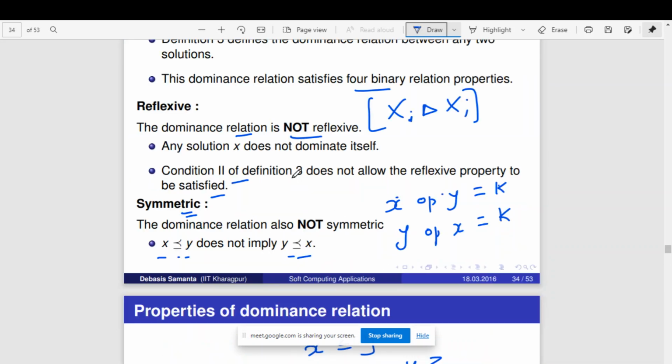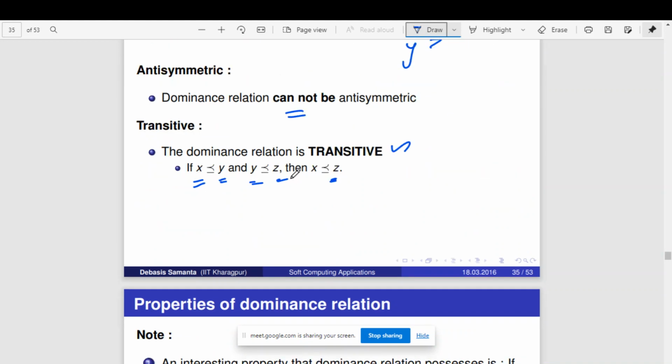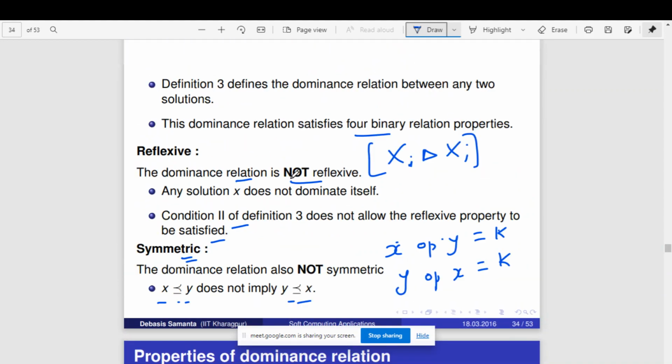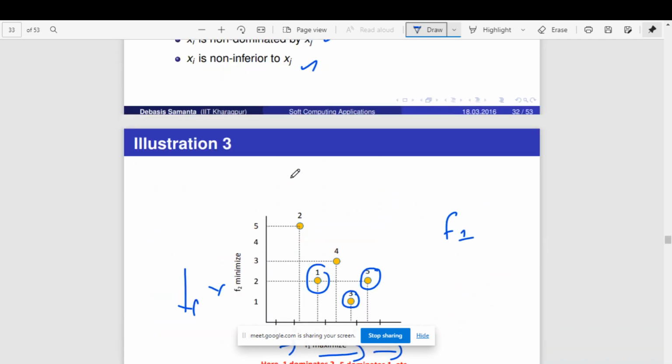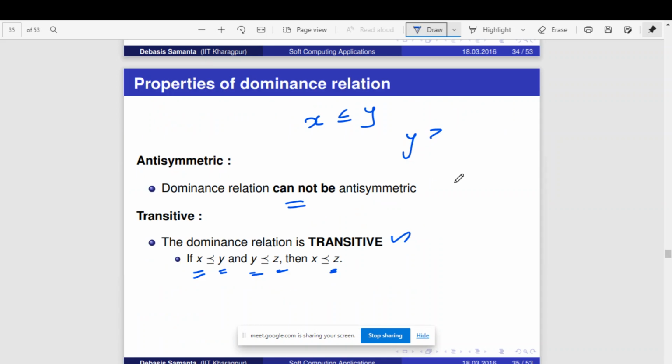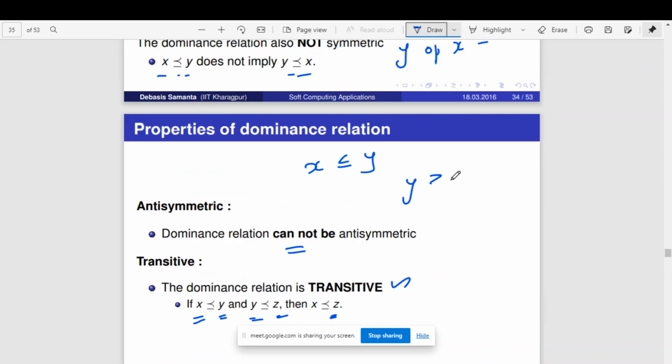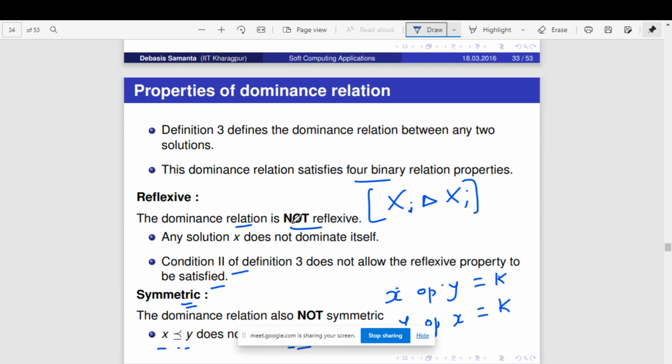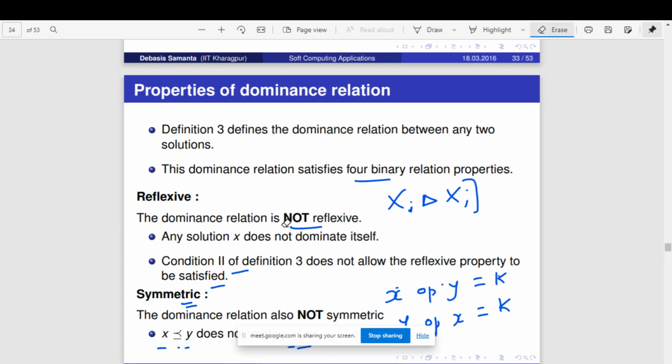So which of the properties does the dominance relation satisfy? Does it satisfy the reflexive property? Is it reflexive or not? Yes or no? Does the domination relation satisfy the reflexive property?